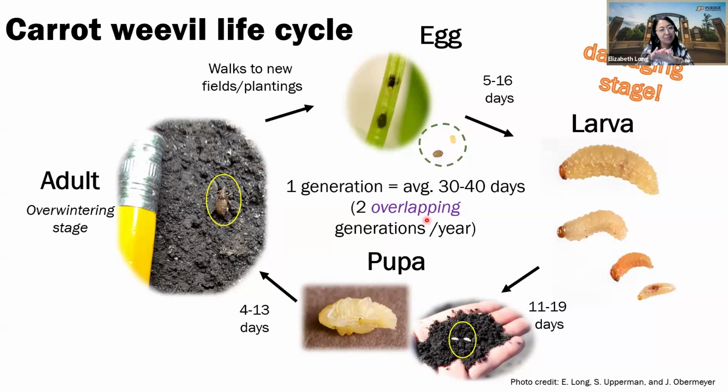And as you can imagine, that can make it challenging to know when to take action against which life stage, right? They're present there, and you may find all of them at multiple points during the season when you're trying to scout the plants and figure out who's there and when you should take action.